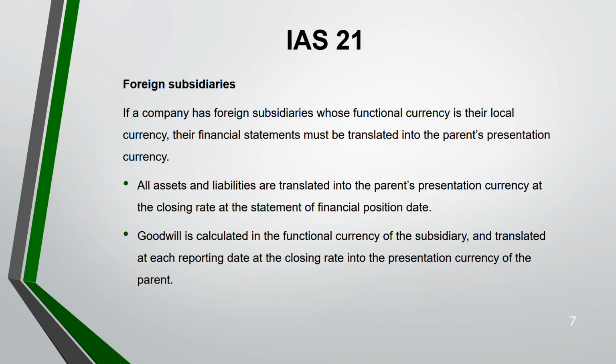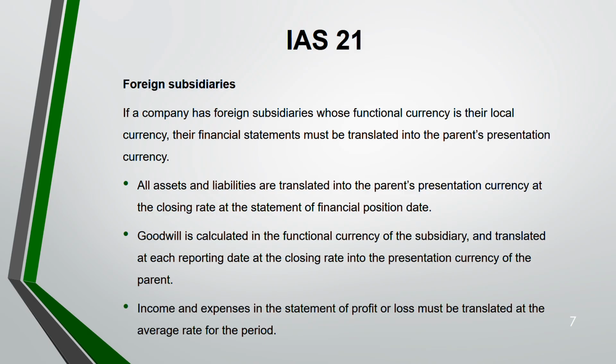Goodwill is a tricky area. Assets and liabilities are easy, closing date. But goodwill, you have to calculate in the functional currency of the subsidiary first. Keep it in the functional currency of the subsidiary and calculate the goodwill. Then translate at each reporting date at the closing rate, because goodwill is also an asset which comes in the statement of financial position. So it makes sense that you are going to translate it using the closing rate into the presentation currency of the parent. When you calculate goodwill, be careful.